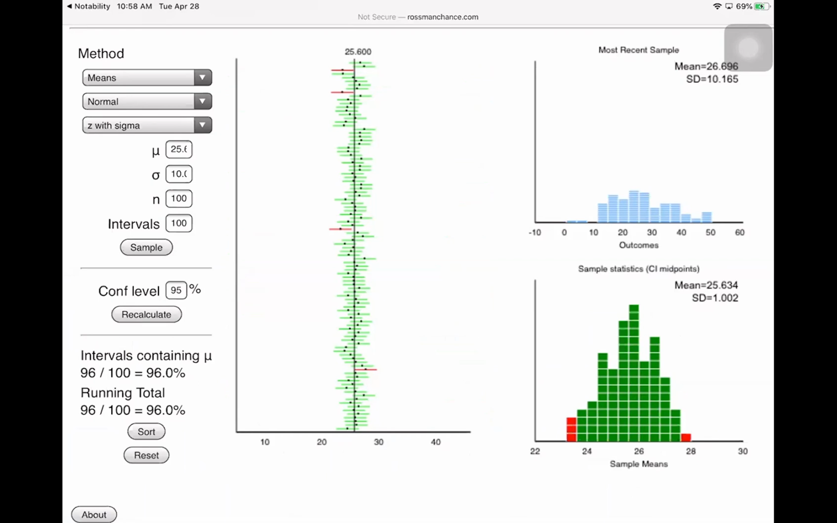Any question in regard to the simulation? All right, so let me go back to the notes.